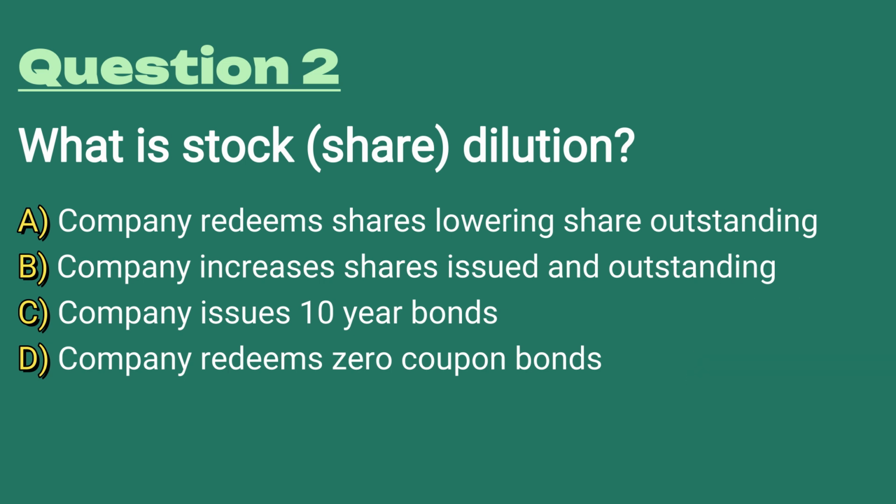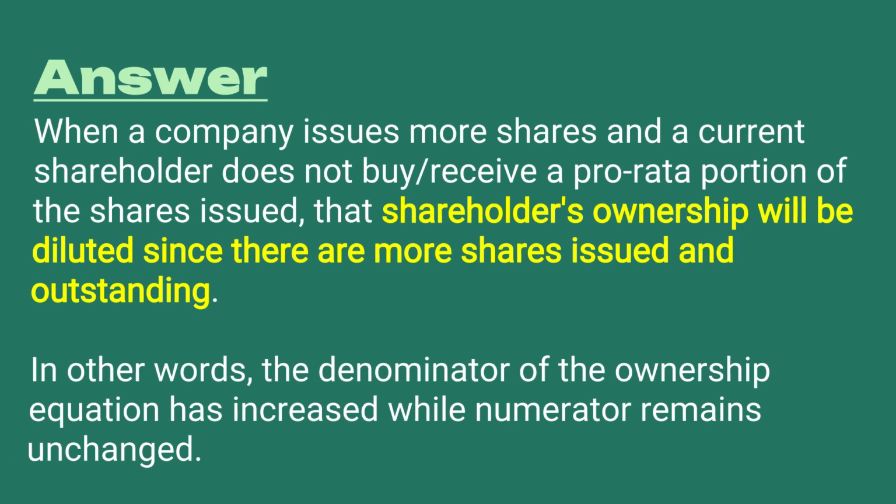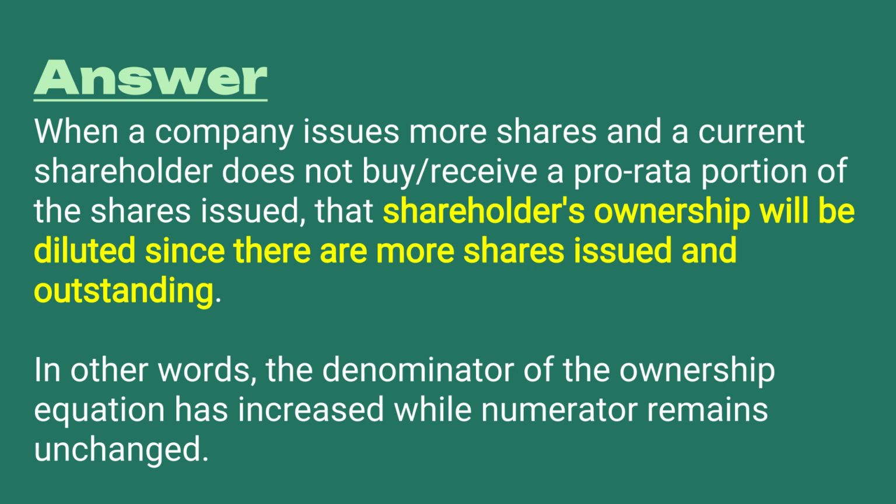The answer is B. The company increases shares issued and outstanding. When a company issues more shares and a current shareholder does not buy, receive a pro rata portion of the shares issued, that shareholder's ownership will be diluted since there are more shares issued and outstanding. In other words, the denominator of the ownership equation has increased while the numerator remains the same.